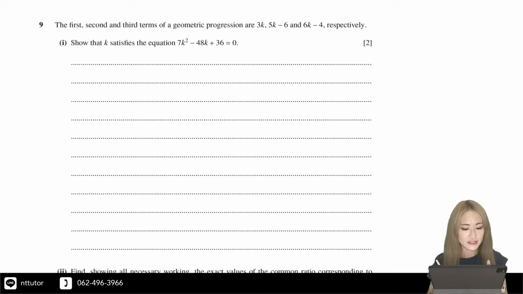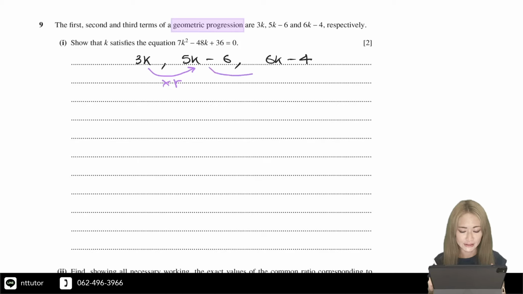So, since this is a geometric progression, and the first three terms are these, the pattern is you multiply by the common ratio as you go along. So we multiply by r each time to get the next term. Therefore, r must equal 5k minus 6 divided by 3k, because if you multiply 3k by r, it will equal 5k minus 6. We can also find r from the next term as well.